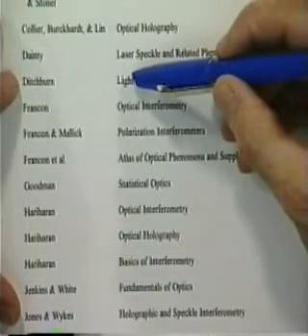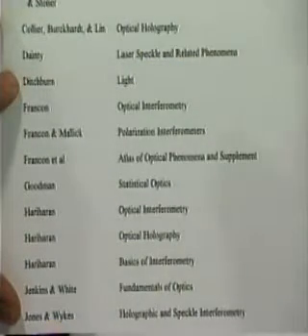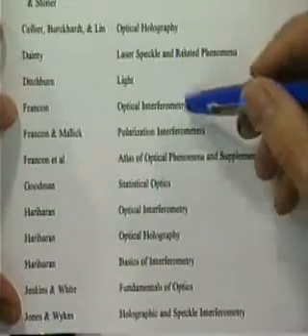Next one is Light by Ditchburn. It's an old book. I don't know if you can buy it anymore. It has a lot of material in it. It's sort of like Born and Wolf. When you can't find it anyplace else, you look in Born and Wolf or you look in Ditchburn, and it's probably there. It's pretty good.